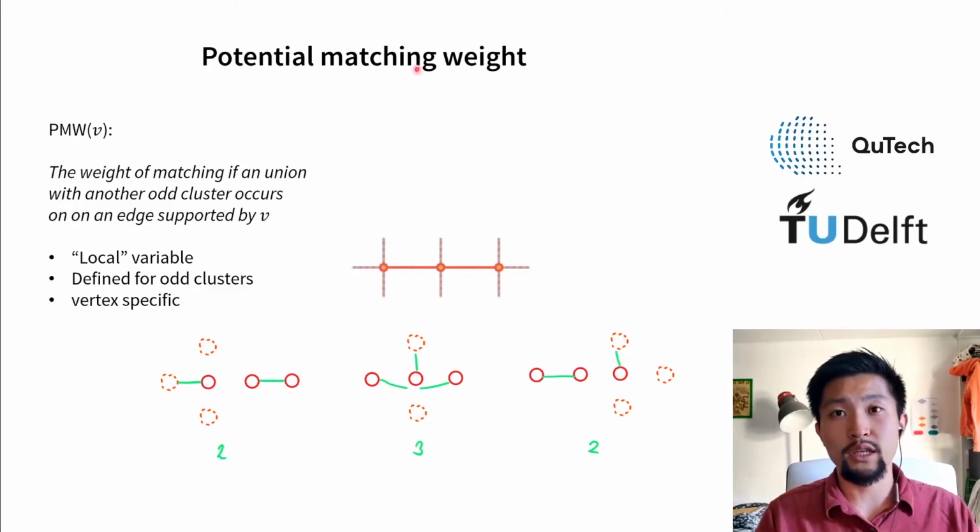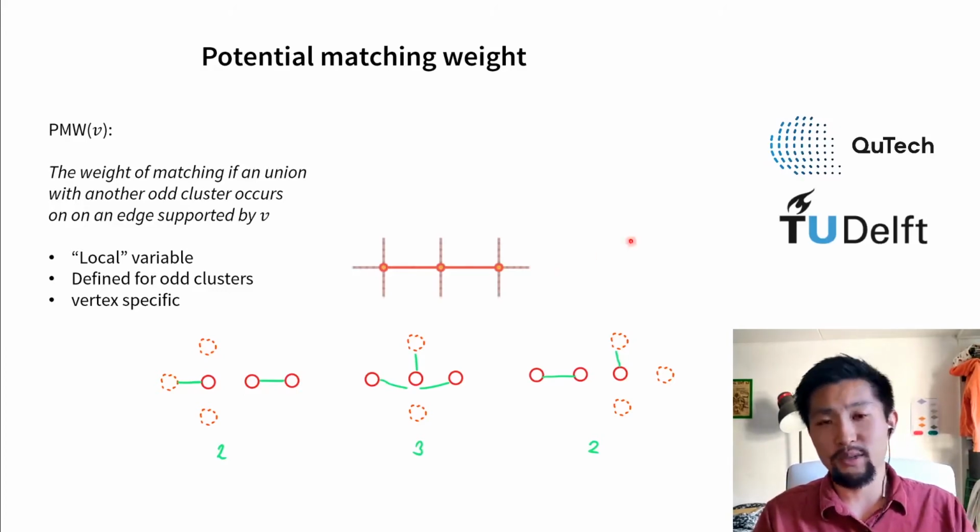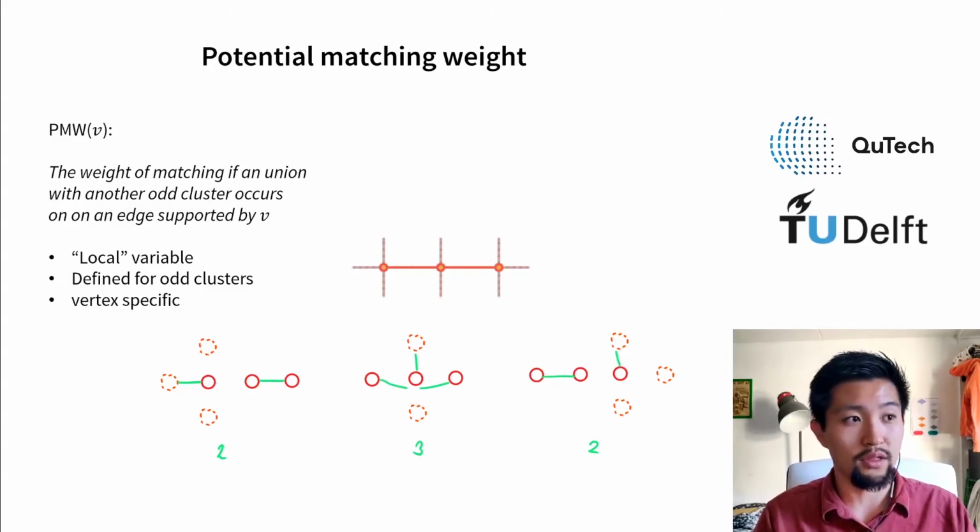I'd like to stress that the potential matching weight is only defined for odd clusters. Of course, if there is a fourth vertex connected right here, then the potential matching weight is not defined. You cannot say what the weight would be if another odd cluster is added, because the cluster is already even, and it's specific for each vertex within the cluster.